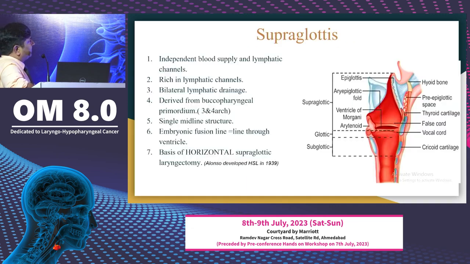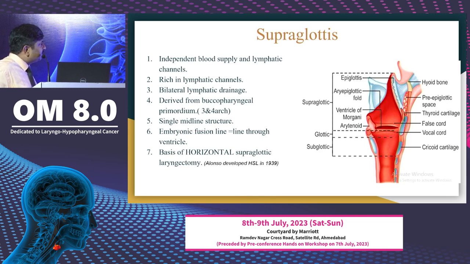First we take a look at supraglottis. Supraglottis has got independent blood supply. This area is rich in lymphatic channels, and that is why we get more nodes at the time of presentation. This area has bilateral lymphatic drainage. And supraglottis is derived from the buccopharyngeal primordium, that is from the 3rd and 4th arch. It is a single midline structure.